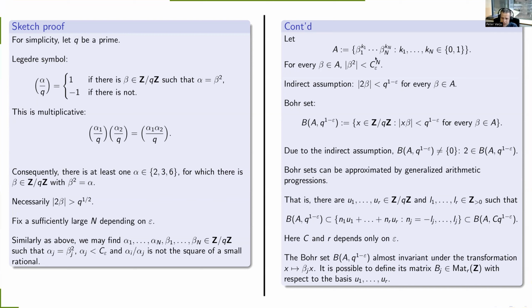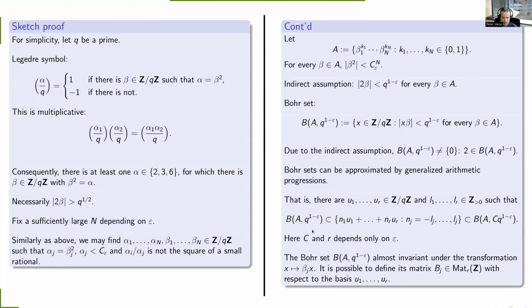And if I have something here which involves beta j, then when I multiply it by beta j, I get beta j square, which is alpha j, and alpha j is small. So anything that I get when I multiply my frequency set with beta j is either already in my frequency set, or it is just a small multiple of something which is already in my frequency set. So what this means is that when I apply this transformation, x going from beta j to x, this is not going to change my Bohr set too much.